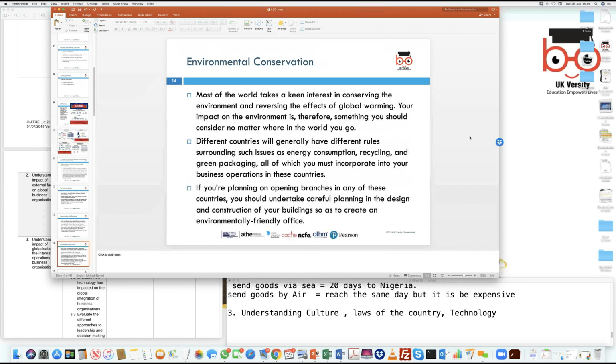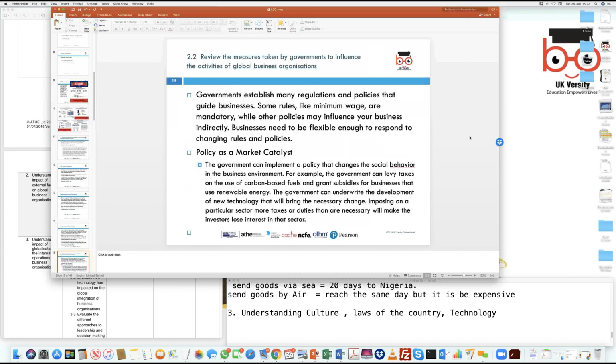And then sometimes you will see that they also face a challenge because they have to comply with stringent environmental protection laws. That means products will have to be recycled. They can't do away with their products if they become faulty. So environmental conservation also can pose a bit of a challenge depending on how the government policy is in that particular country.